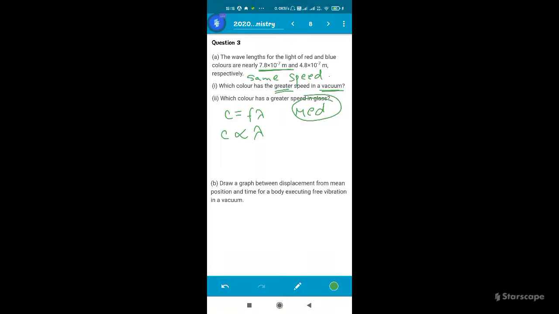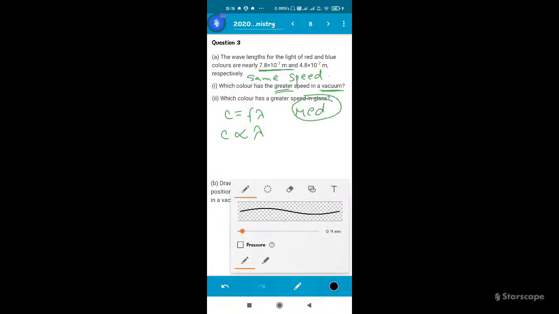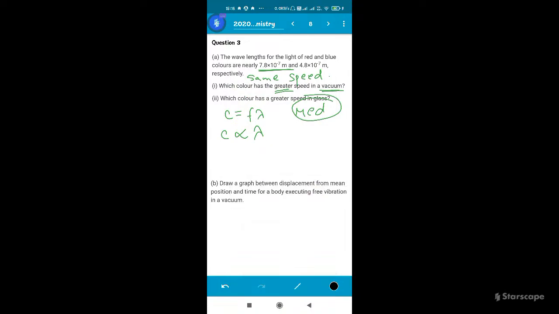Now we have another question from the chapter sound. Draw a graph between displacement from mean position and time for a body executing free vibration in vacuum. Free vibration means there is no external force. That means the body can vibrate on and on until we stop it, or if there is no stopping force, it will just move on endlessly. It is not possible in real life, as you already know, and it has also been said that it is in vacuum. In vacuum there is no other resistive force. So the diagram will be a very simple one. So let's draw it.